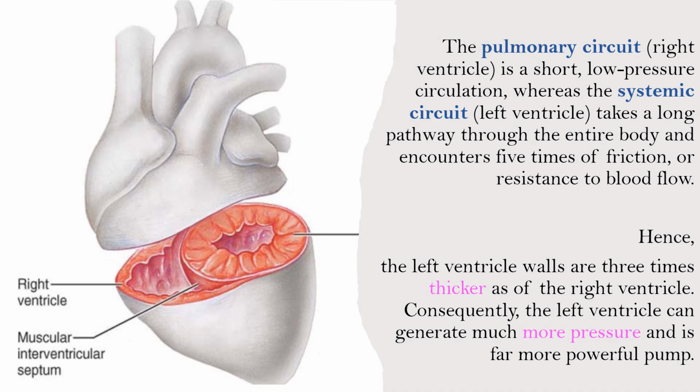There are some differences between the right and left ventricle. The pulmonary circuit, right ventricle, is a short, low-pressure circulation, whereas the systemic circuit, left ventricle, takes a long pathway through the entire body and encounters 5 times the friction, or resistance, to blood flow. Hence, the left ventricle walls are 3 times thicker than those of the right ventricle. Consequently, the left ventricle can generate much more pressure and is a far more powerful pump.